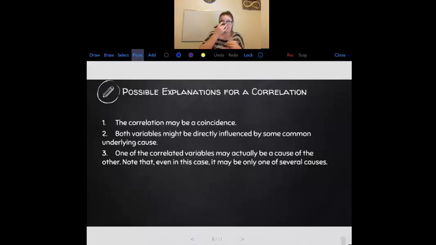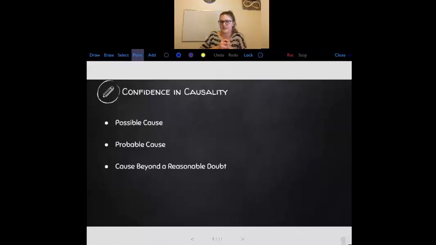We had talked about how ice cream sales go up as sunglasses sales go up, right? But that doesn't mean that one caused the other. Usually, it's hot outside, and people are buying both. Okay, and then the third is that one of the correlated variables may actually be the cause of the other. Note that even in this case, it may be one of several different causes. Okay, so further investigation is needed for those, which leads us to our confidence in causality.